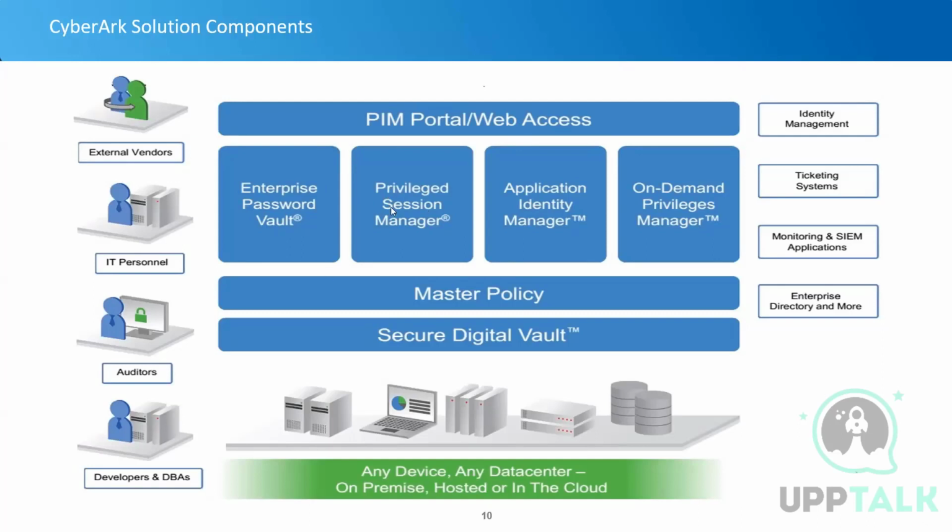We will be going into that also. That connection is also secure, and port 1858 is required for it. And from the Privileged Session Manager, the session will go to the target devices. That connection depends upon the target device: if it is SSH, then port 22 will be used, or RDP ports or DB ports. So Enterprise Password Vault will secure all the connections that are going into the digital vault.